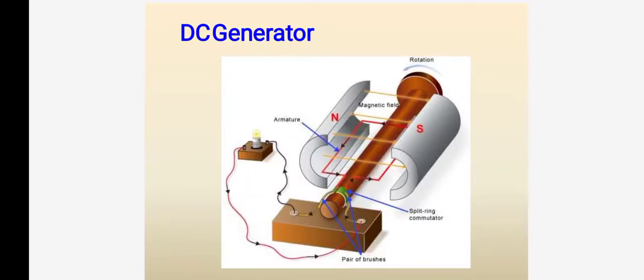This is the cross-sectional view of the DC generator, consisting of the armature, the rotor, and the magnetic north and south poles. You can see here there is also a split ring present. This is the cross-sectional view of the DC generator.